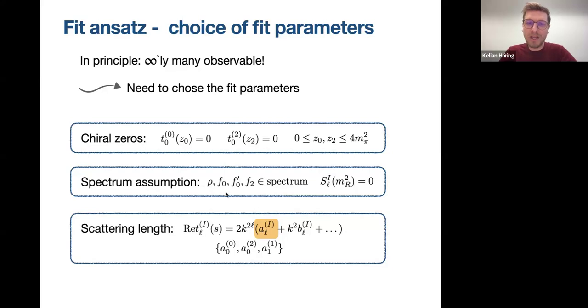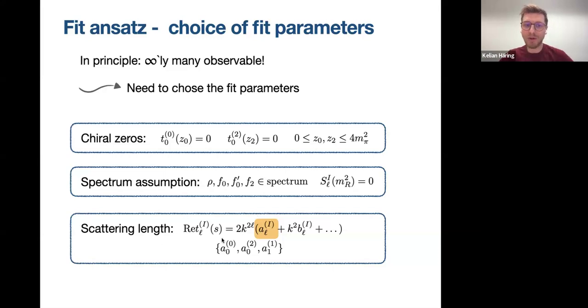And so when we have a particle in the spectrum, it's translated into a zero in the complex plane in the corresponding channel, and the position of this zero will be a parameter of alpha. And the last one is the scattering length. So this is really the analog of this G0, G2 that we had in the beginning.